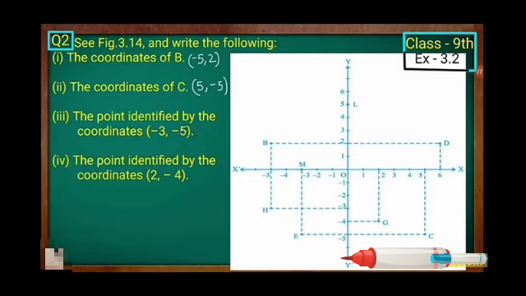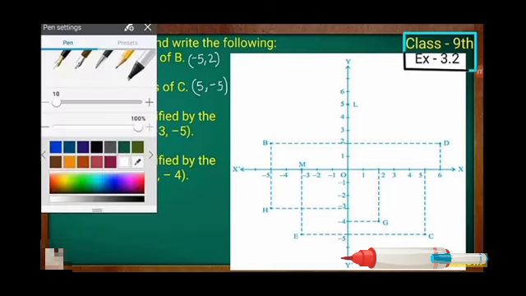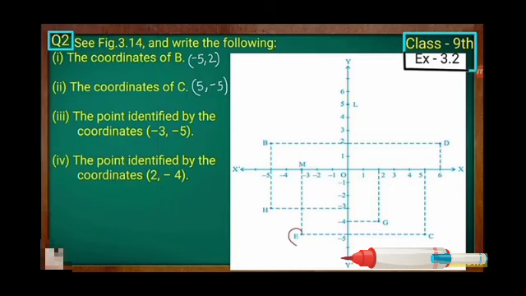The point identified by the coordinates -3 and -5: x is -3 and y is -5. So check where is the position. This is at E. Yes, x is -3 and y is -5. In the second part we will write the whole 5. It is a little bit greater than 5, so we will write it as 5 only. So for the third, it is E.